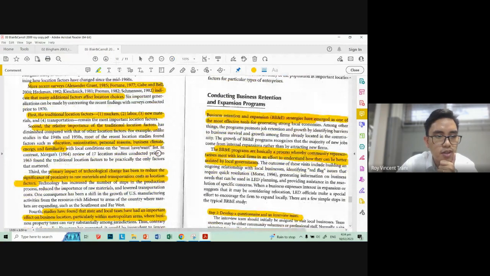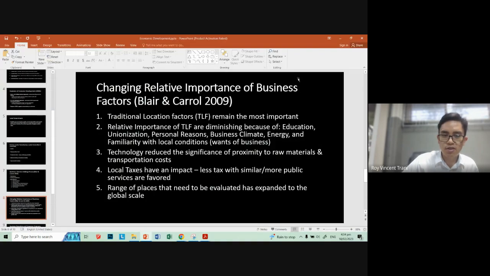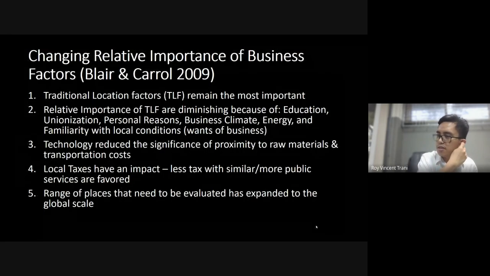In contrast, from his review, looking at 1963, he found the real factors, particularly the only factors that matter. So it changed from 1960 to the 1990s and all the way to today, the 2000s, where I think it also holds true that education, business climate, and familiarity with local conditions really influence the decision of firms. So again, talking about firms wanting to have their profits secured, they really don't want to take unnecessary risks.